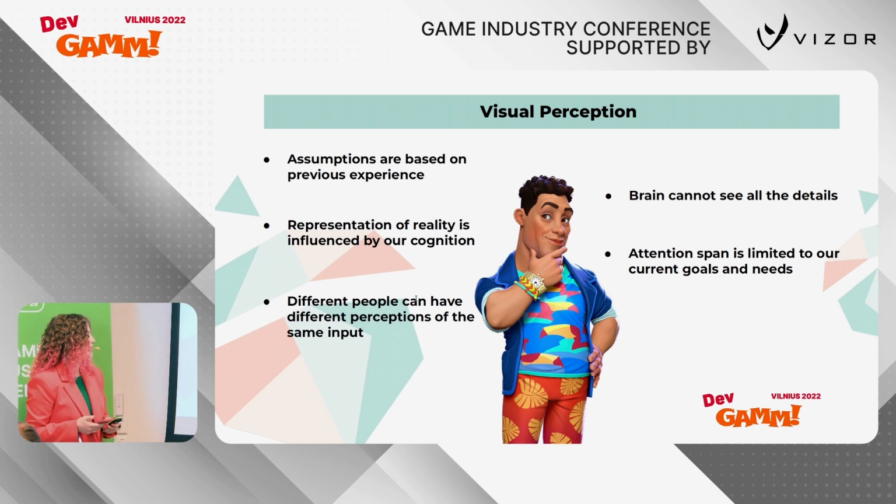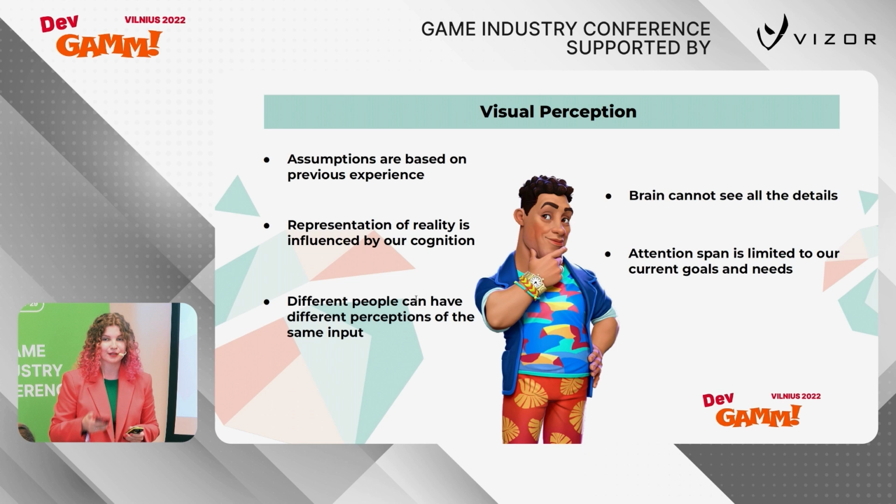So today I will tell how to use UI UX to program a player to go through the right flow and get a positive emotional experience. First of all, in order to understand how to influence a player, we need to know what is going on inside their head, how they think and how they perceive visual information.